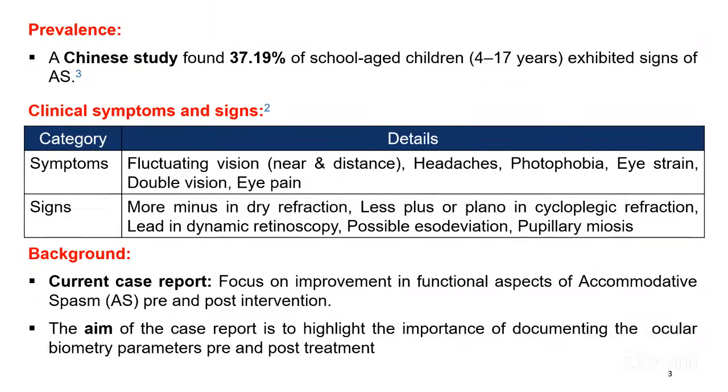Prevalence: a Chinese study found 37.19% of school-age children exhibited signs of accommodative spasm. Fluctuating vision, headache, photophobia, eye strain, double vision and eye pain are the clinical symptoms. More minus in dry refraction, less plus or plano in cycloplegic refraction, lead in dynamic retinoscopy, possible ESO deviation and pupillary miosis are the clinical signs.